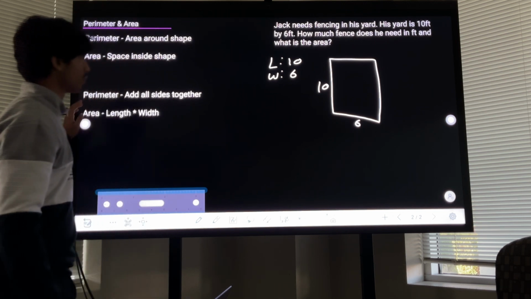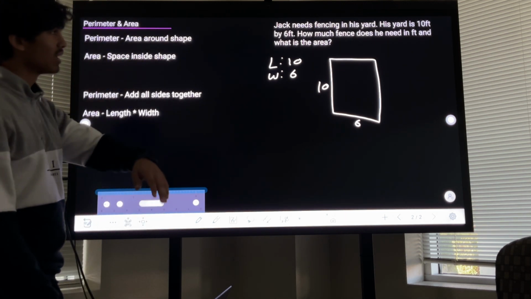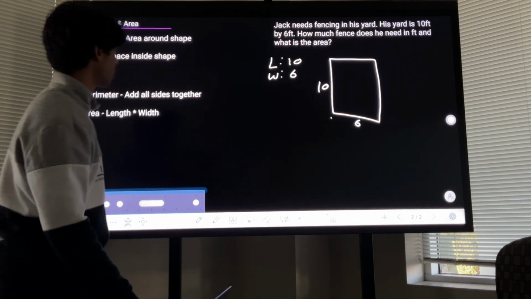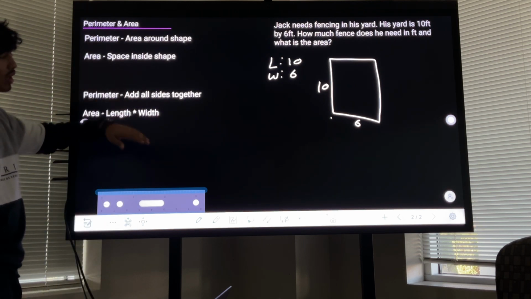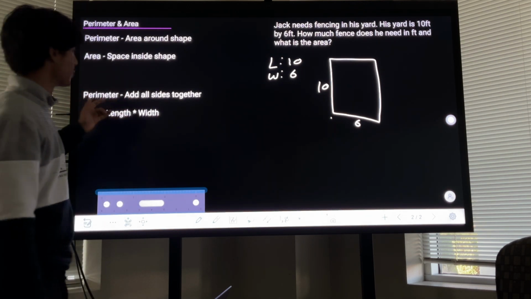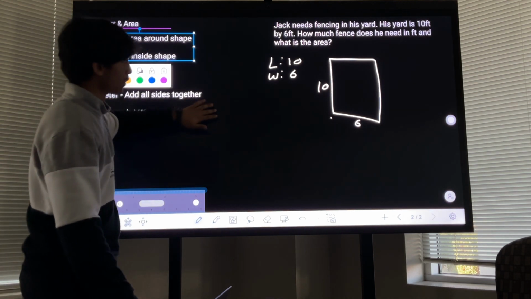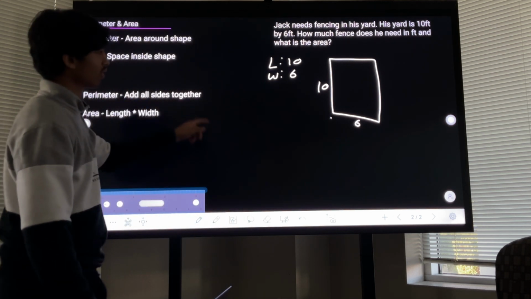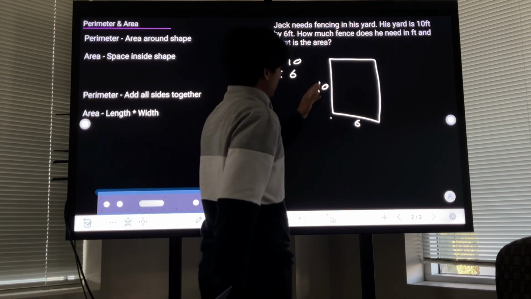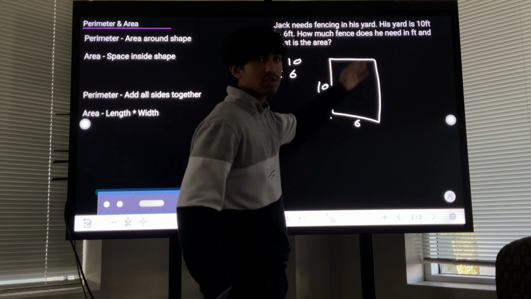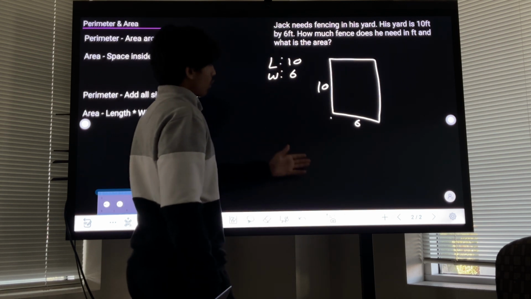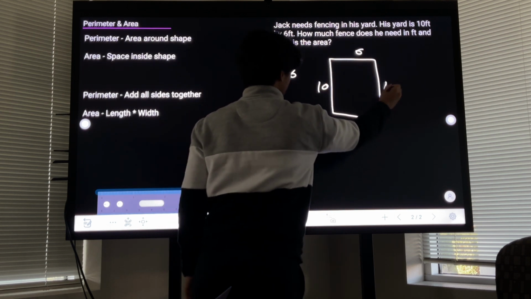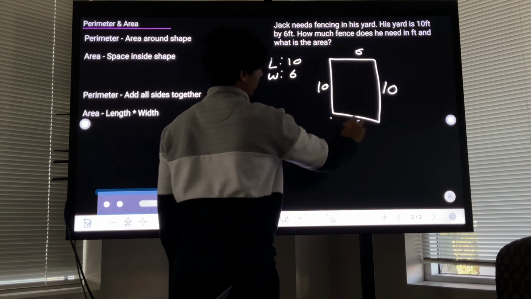To find the perimeter, when they say how much fence does he need, that means how much fence does he need around the whole edge of the shape of his yard. That is the same thing as perimeter, because the perimeter is the distance around the shape. So we're going to have to add all sides together. We have 6 and 10, but we don't see the other numbers. Since it's a rectangle, this will also be 6, and this will also be 10, because they have the same length and they have the same width.